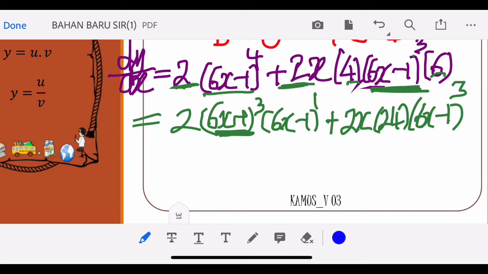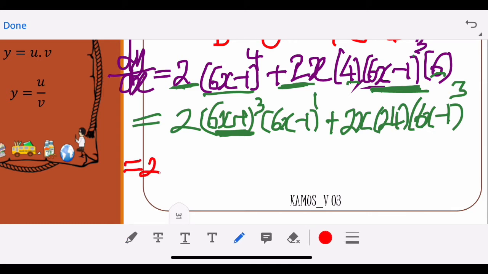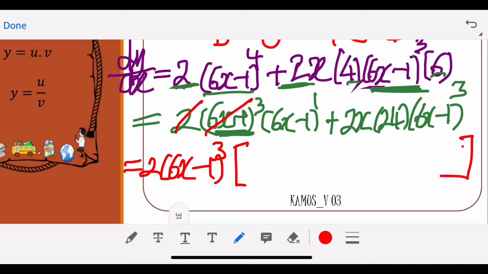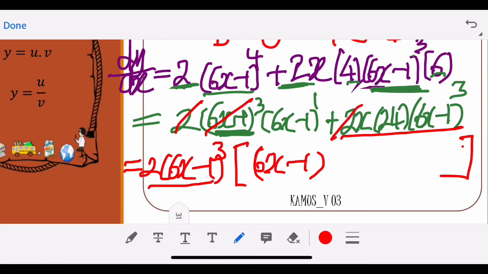The balance is like this: 2, 6x minus 1. Alright, so for the balance, you can just cut like this. It means divided. So the balance is 6x minus 1. So this whole thing you have to divide by this thing. So you can cut 2. You can cut this thing. So left only 24x, right? Okay, 24 times x. Don't miss out the x.